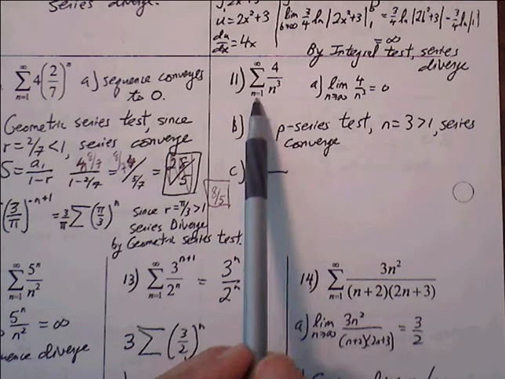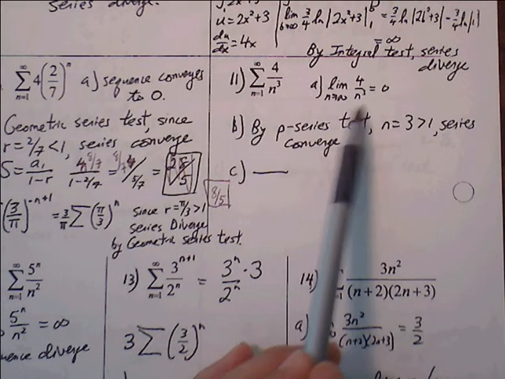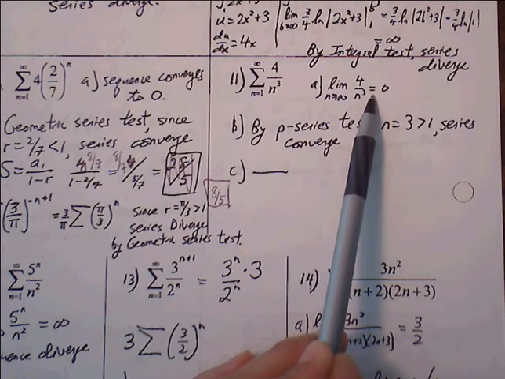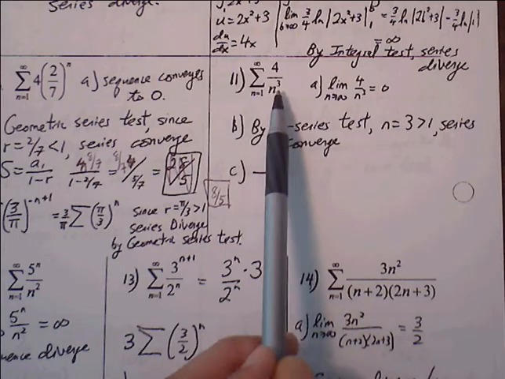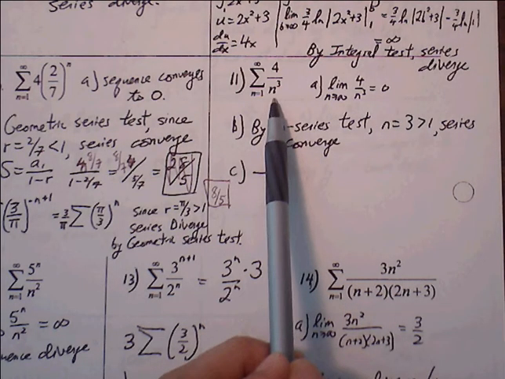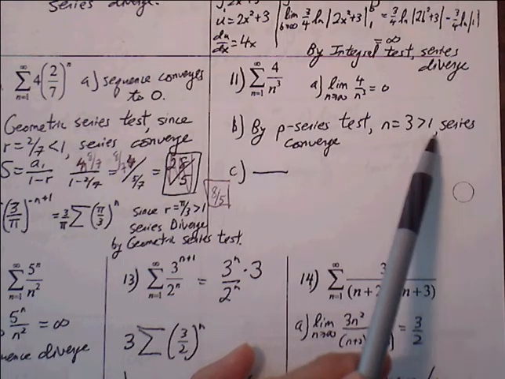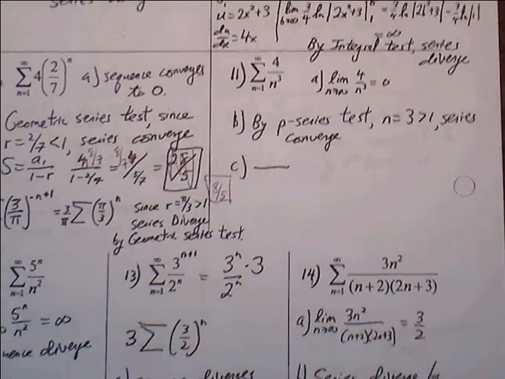Number 11, summation of 4 over n cubed. The limit as n approaches infinity of the rule of the sequence will give us 0, so the sequence will converge to 0. But for the series, this is in the form of a p-series, and our p-value is greater than 1 since the exponent is 3, so we know the series converges.